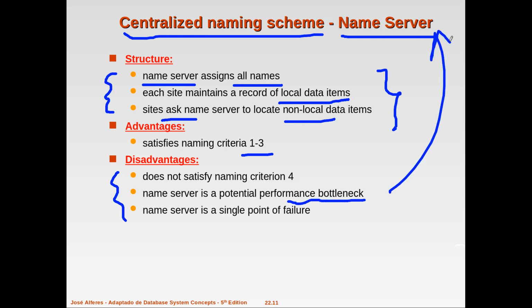So always the server will be busy, or it is tight, so it can be technically called a performance bottleneck at the name server. Now the single point of failure: that means if the server fails, then the distributed architecture processing, the database processing, will fail, because we have only a single name server present.